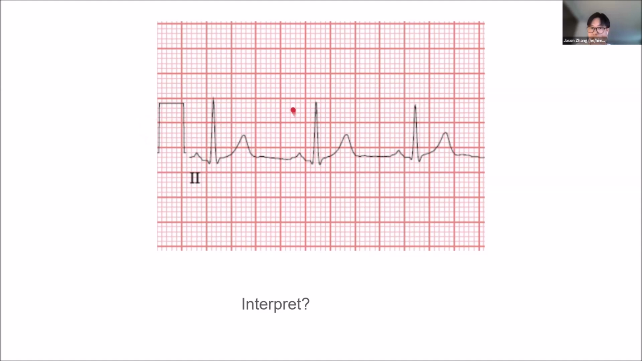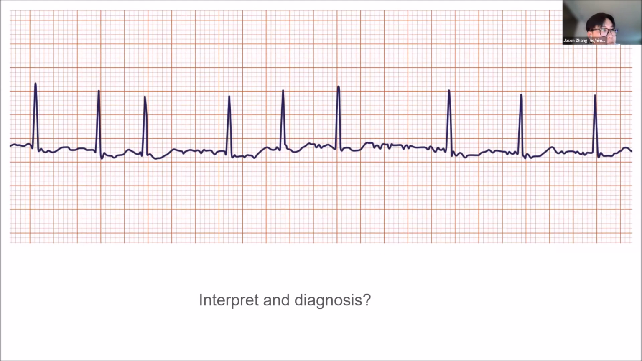And then you should also take a look at whether the rhythm is regular or not. In this one, you see the QRS complexes are pretty evenly spaced out, so this will be a regular rhythm. So in order to interpret this, I would say rate is about 75. Rhythm is regular, and it's a sinus rhythm because you have P waves before each QRS.